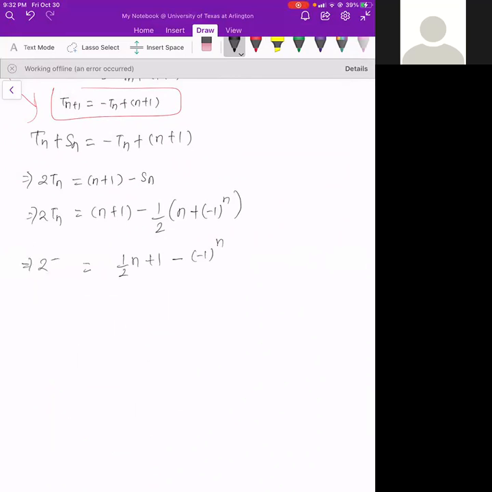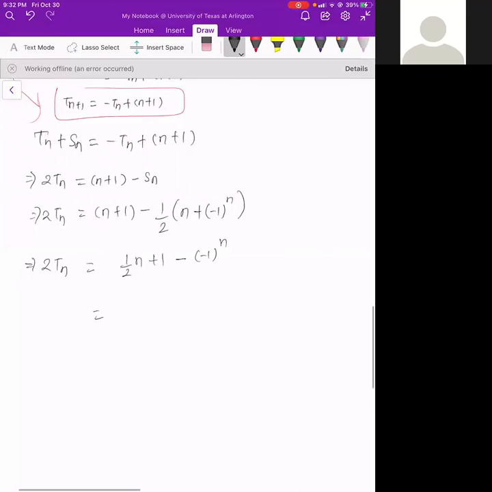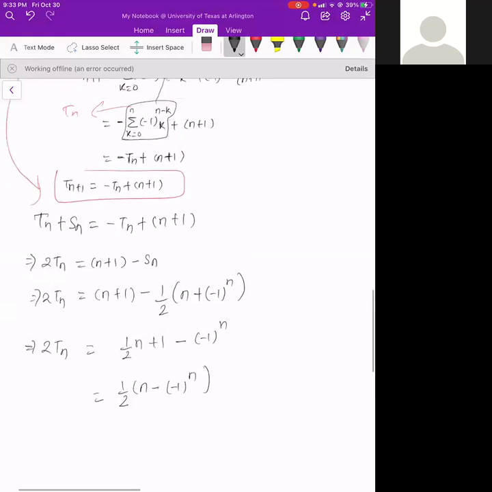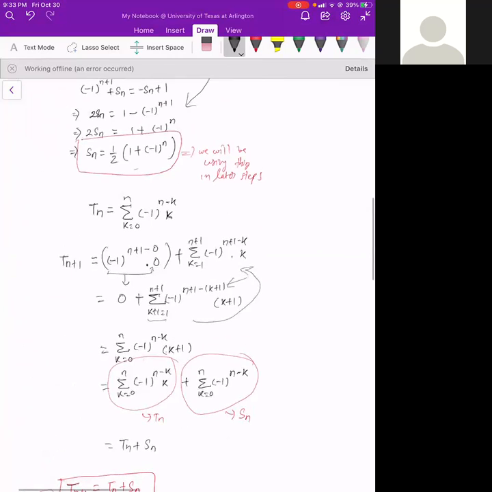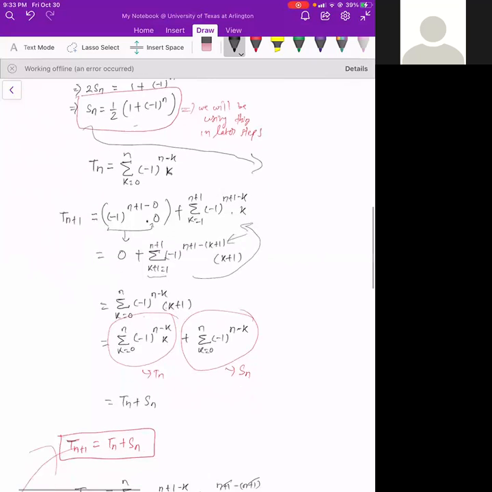Which gives us 2Tn, and this thing is basically going to be 1/2 of n minus 1 to the power n. That is not hard. That is basically easy. So we use this thing over here. That is the thing I told you at the very first, that we will be using the sum that we evaluated before to evaluate the sum that we will use afterwards. So we will use this thing to calculate over here.